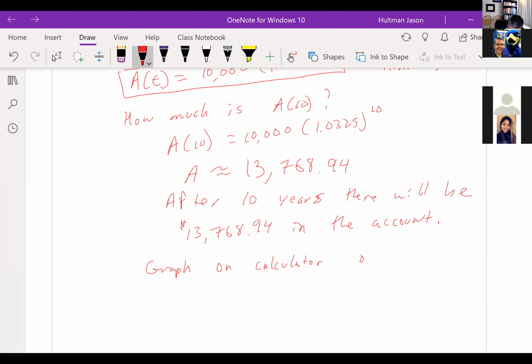T goes from 0 to 10. We want to know what the graph of this thing looks like. A of t is equal to 10,000 times 1.0325 to the t power. I want to graph that. Is this thing going to graph for me? I've never used this one. Let's see. How do I graph with this thing? It says enter an expression. Okay, let's see if we can do that.